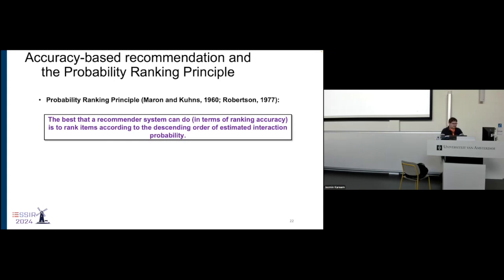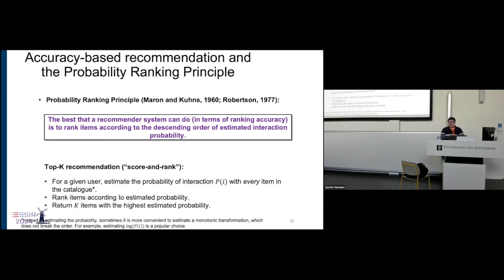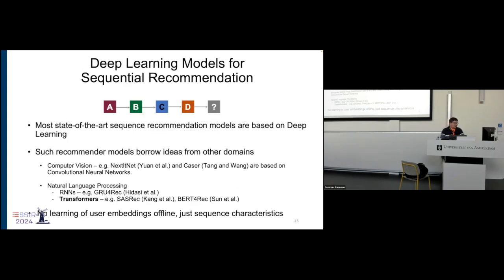This leads us to a very simple recommendation approach, also called the score and rank approach, which is what most people did before all these generative models appeared. We estimate the relevancy of each item to the user independently, score according to relevancy, and then just take the top K items as a recommendation list.